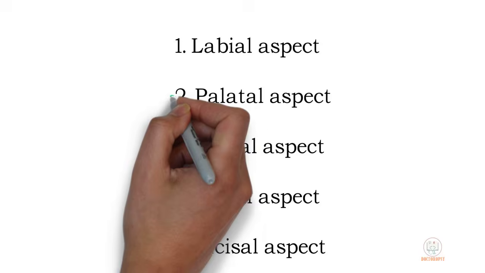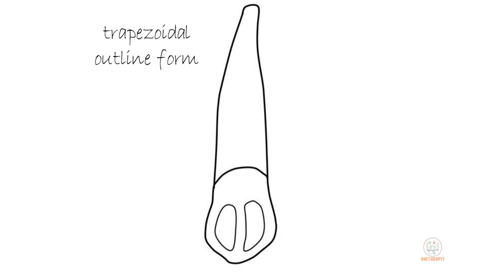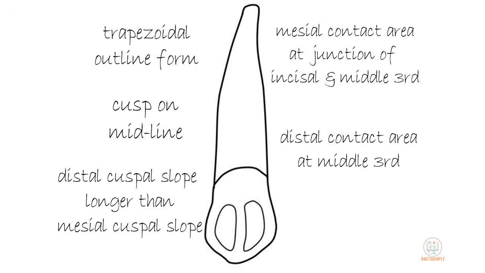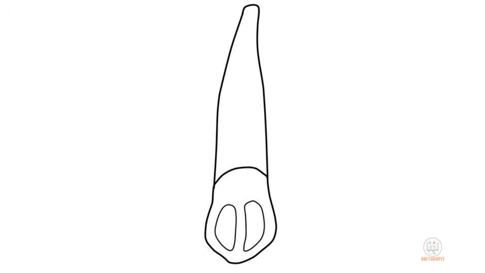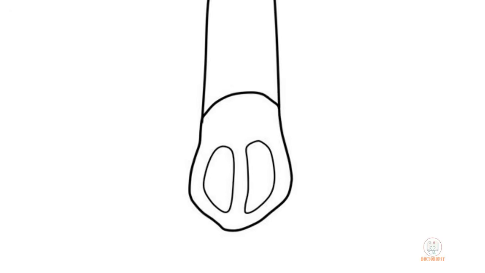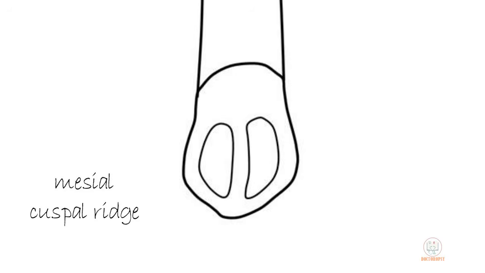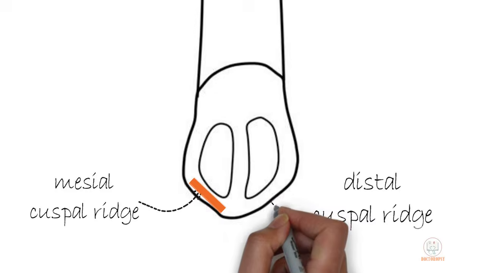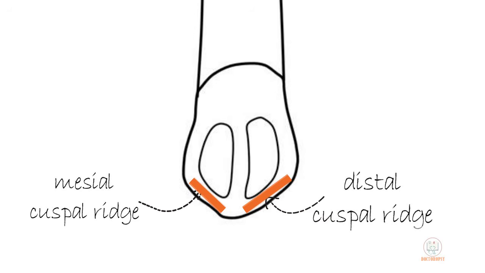Coming to the palatal aspect, as the palatal side is narrower than the labial side, all the features of the outline form from the labial aspect are the same in the palatal aspect as well, though the surface of the palatal aspect is very different. 5 ridges are seen from the palatal aspect. 2 cuspal ridges. Mesial cuspal ridge runs from the cusp tip to the mesial contact area and the distal cuspal ridge runs from the cusp tip to the distal contact area.